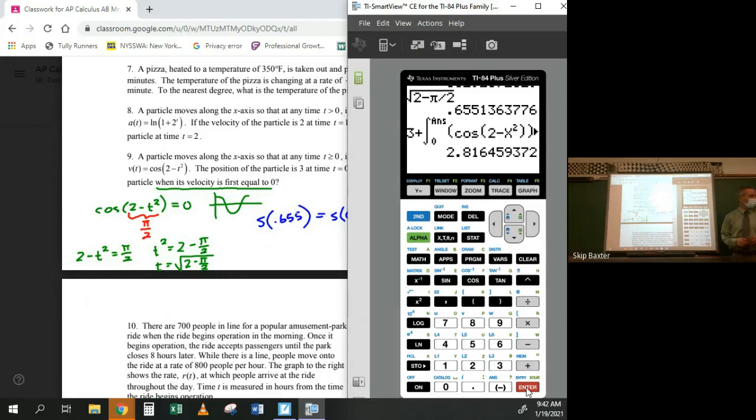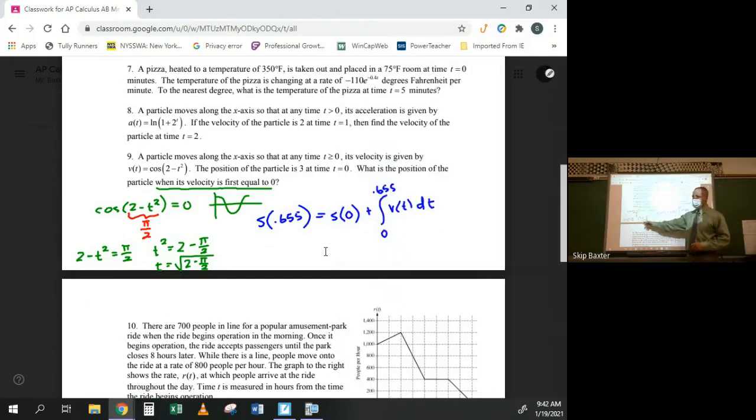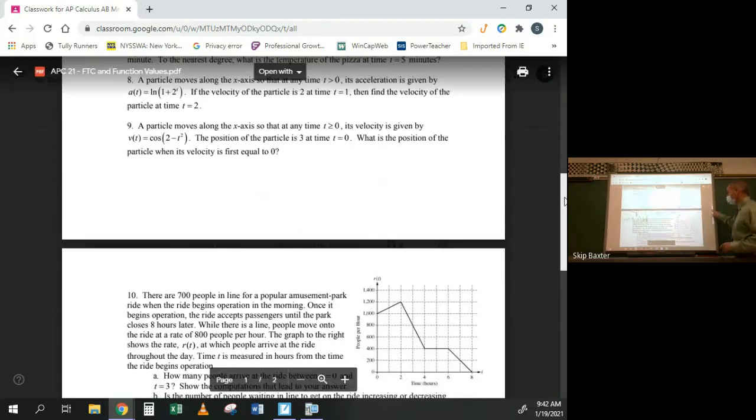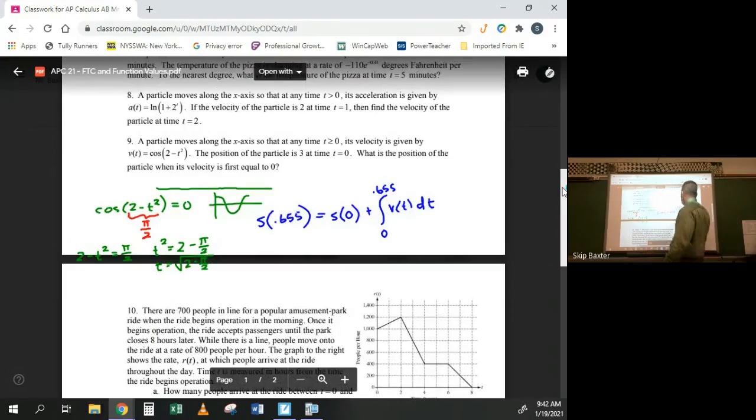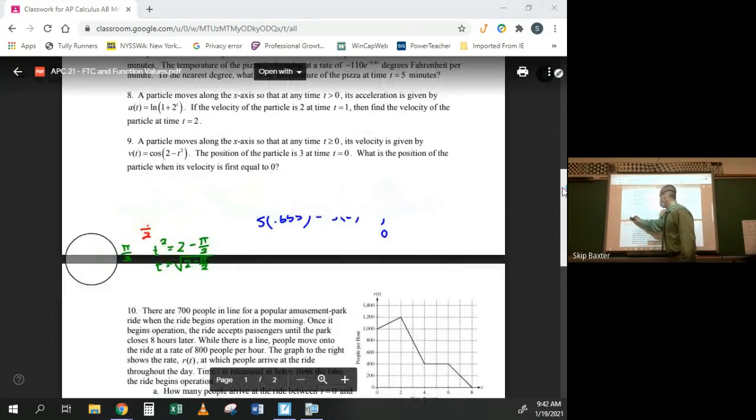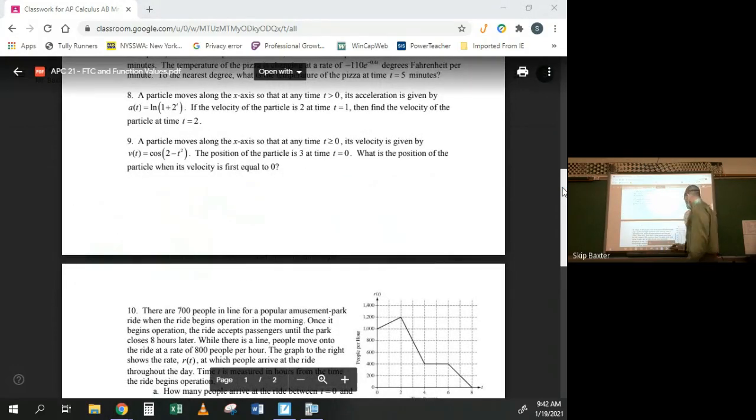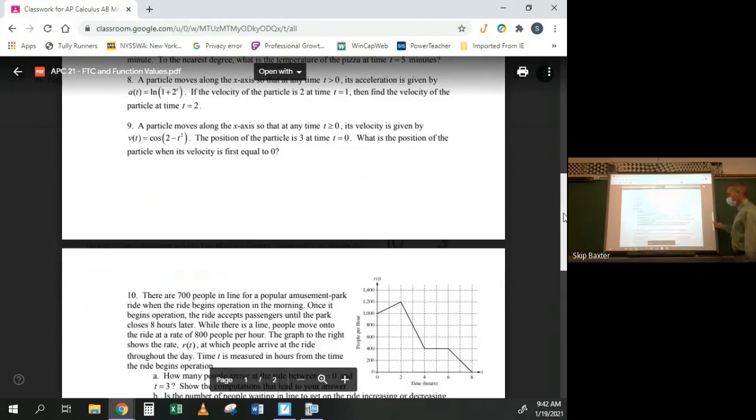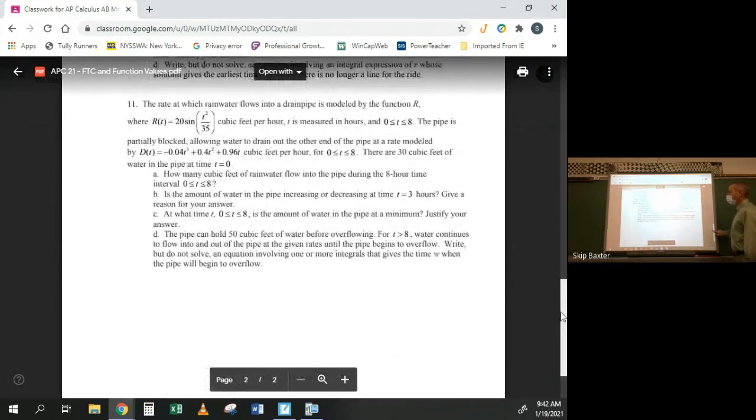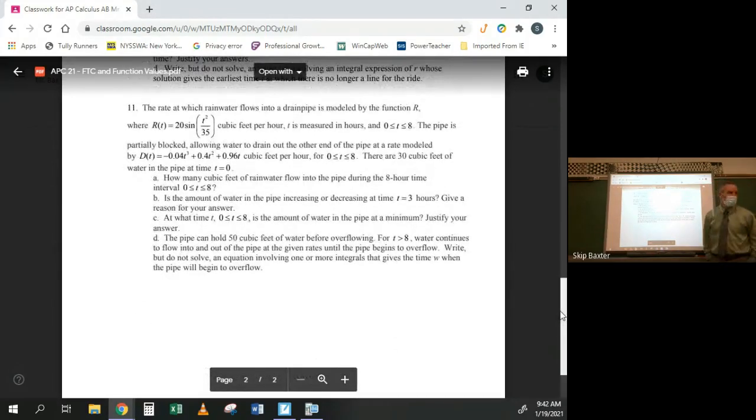Does that make sense? I thought the hard part of this problem was really finding the t value that you're using for the upper limit of integration. That was the hard part of that problem. What else? 11D. Same handout. 11D. Let me erase this.